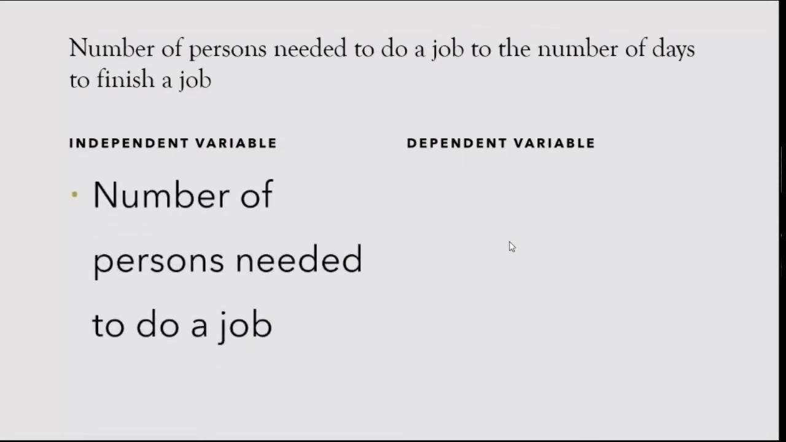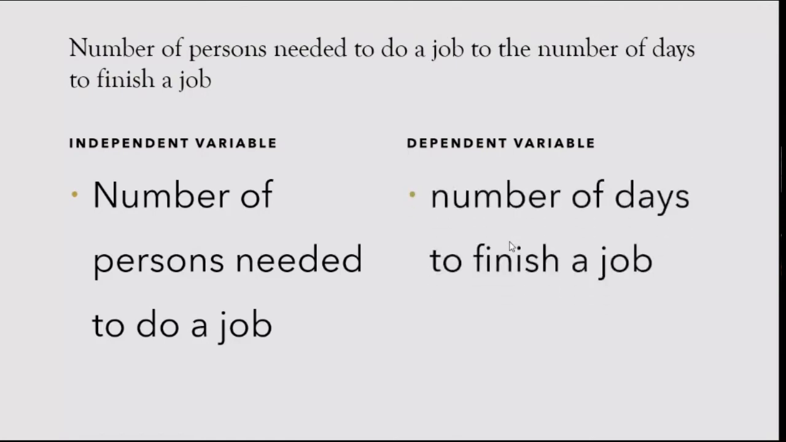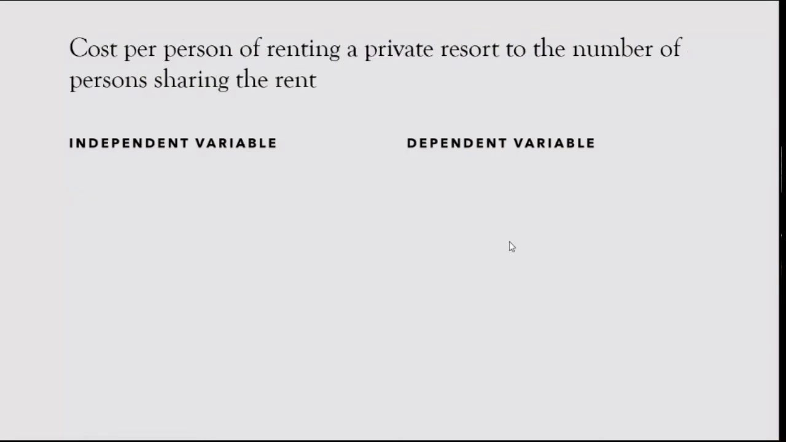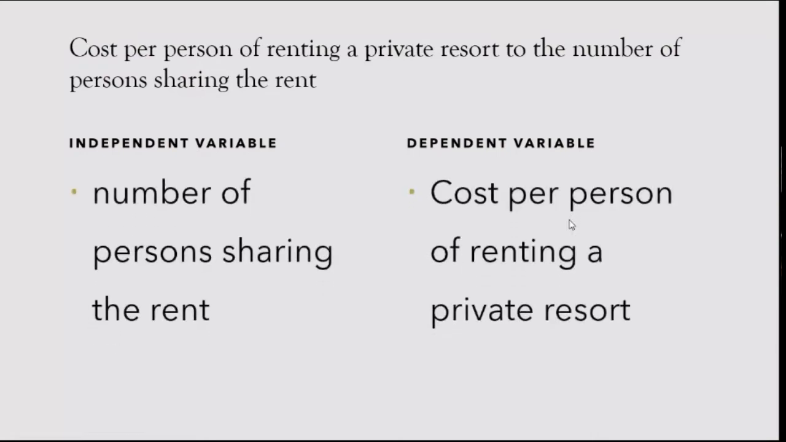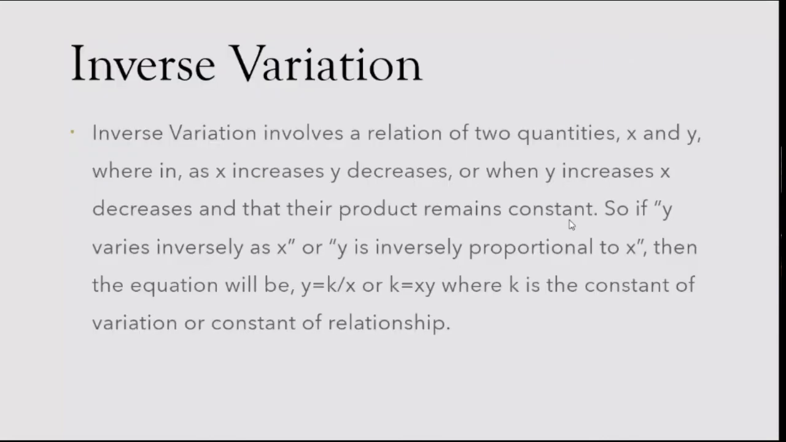So the independent variable here is the number of persons needed to do a job, and the dependent variable here is the number of days to finish a job. Let's have another one. Cost per person of renting a private resort to the number of persons sharing the rent. So the two variables here will be the number of persons sharing the rent, and the other will be the cost per person of renting a private resort. So this is what we call inverse variation.